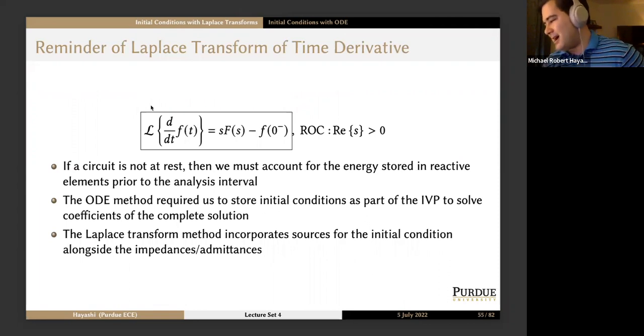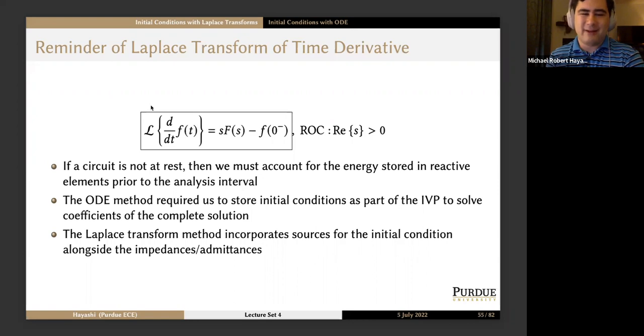So now slide 55. I'm going to remind you that the Laplace transform of a derivative of a function is equal to s times the Laplace transform of that function minus the initial condition at time equals 0 minus. Region of convergence, real part of s greater than 0. So if a circuit is not at rest, then we must account for all the energy stored in the reactive elements prior to the analysis interval. That basically means we have to account for the electric energy stored in the capacitor and the magnetic energy stored in the inductor. That's the 1/2 CV squared or the 1/2 Li squared type of energy.